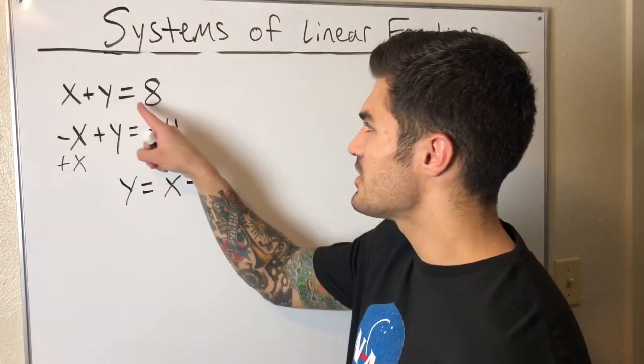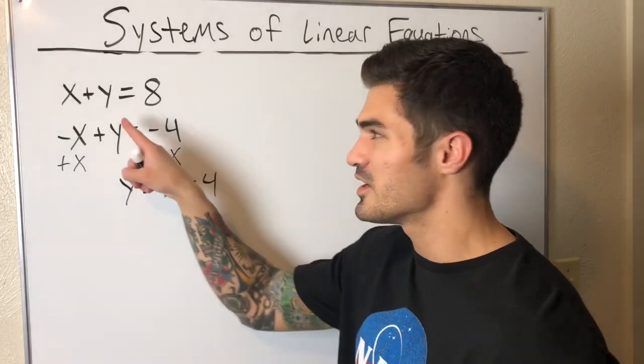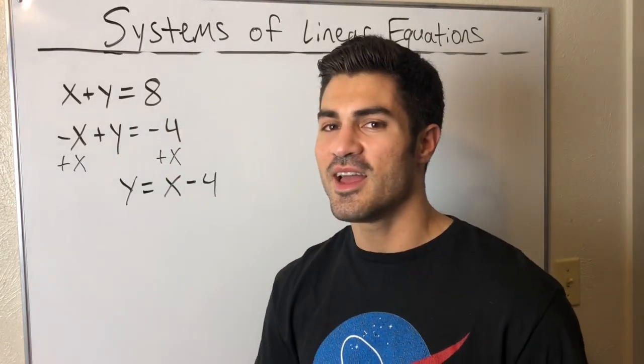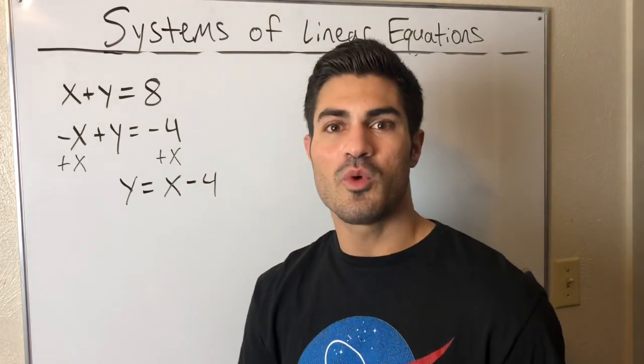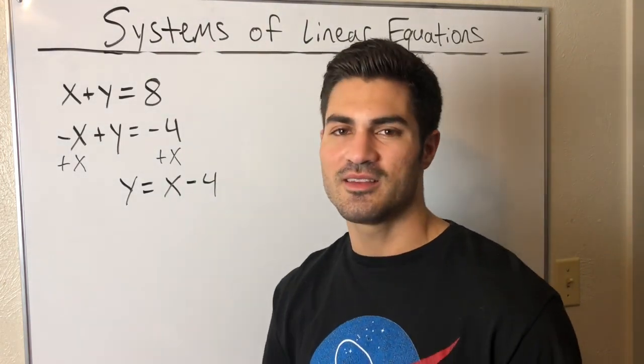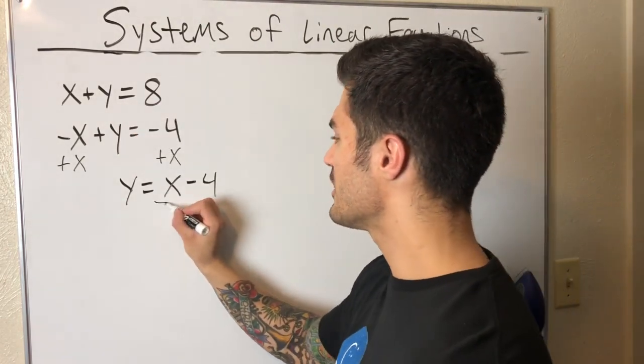So since we need to satisfy both of these, we can replace this y with x minus 4, and we can solve for that x. And that x is going to be the x value that satisfies this equation. And we can find the y value by plugging that x value back in at the end, which we'll see. We'll go ahead and do this. So I'm going to replace this y with x minus 4.